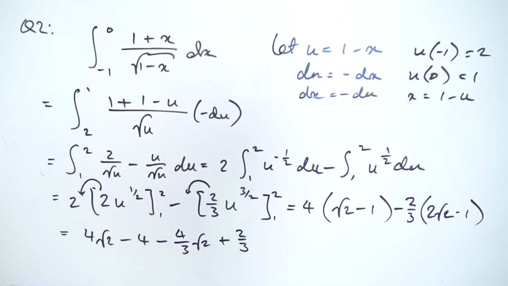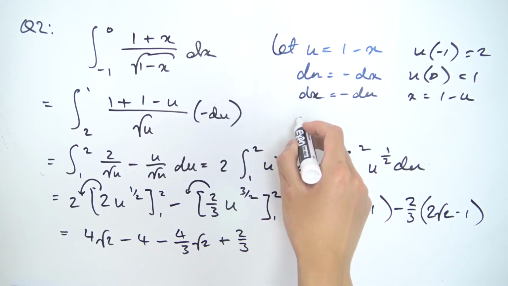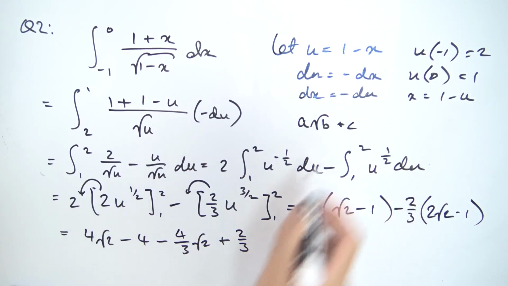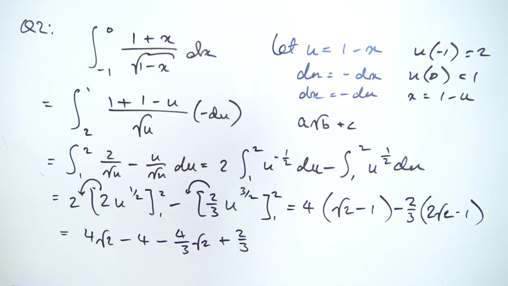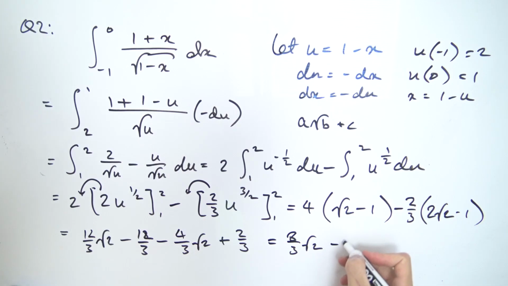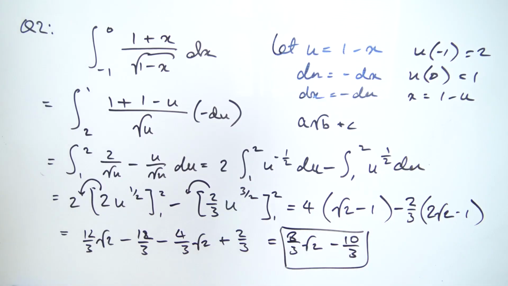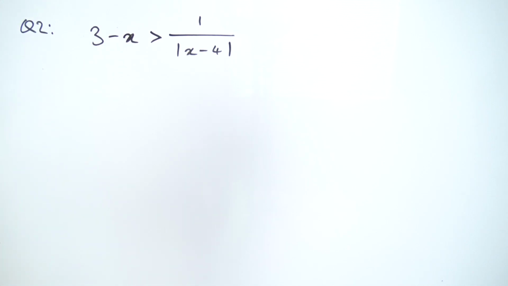plus 2/3. Now what I want to do is simplify this down a little bit, because the question does ask us to put it into the form a root b plus c, where a, b, and c are real numbers. So notice we have thirds right here, so let's turn this 4 into 12 over 3, 12/3, and same over here, 12/3. So now we can combine the fractions a little bit, so 12/3 root 2 minus 4/3 root 2, that's going to give us 8/3 root 2, and then minus 12/3 plus 2/3, that's minus 10/3, and that's the final answer. For the next question, we're asked to solve this inequality.